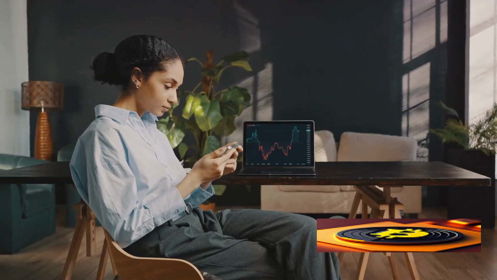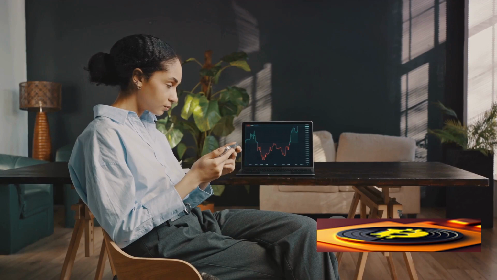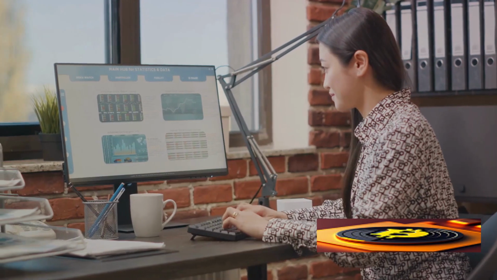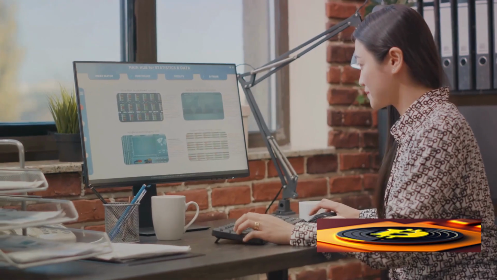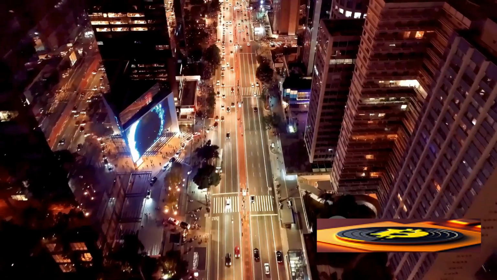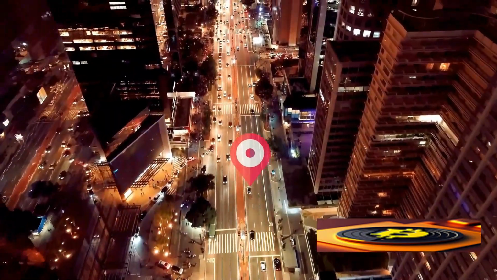Also, bear in mind it's not just about picking the right assets, but also about the right allocation. You should decide how much of your portfolio to allocate to each asset based on your risk tolerance and investment goals. Remember, investing in digital assets can be risky, but also rewarding.